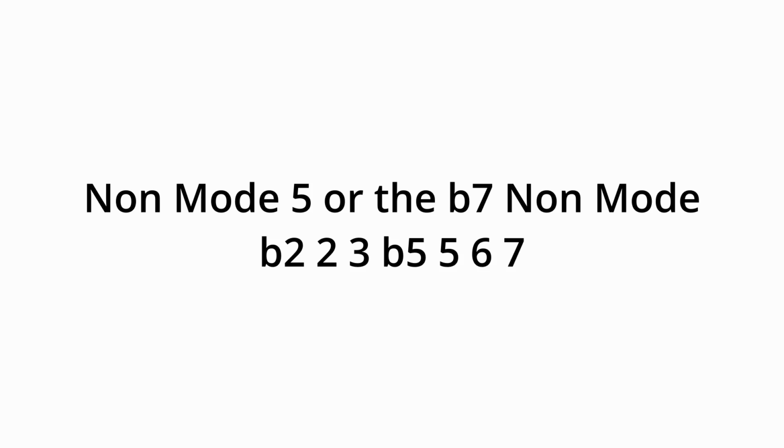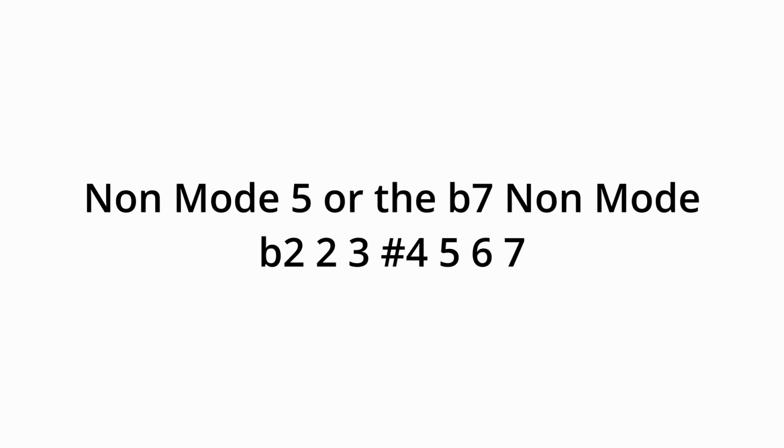And now finally we're going on to the flat 7 non-mode, or the 5th non-mode, however you want to take a look at it. And let's take a quick look at the intervallic formula. So we have flat 2, 2, 3, flat 5, 5, 6, 7 construction from the flat point of view. If you look at the sharps, we're going to get flat 2, 2, 3, sharp 4, 5, 6, and 7. Pretty much we're just grabbing Lydian and substituting the root for the flat second. So this is going to be very, very similar to Lydian sound.